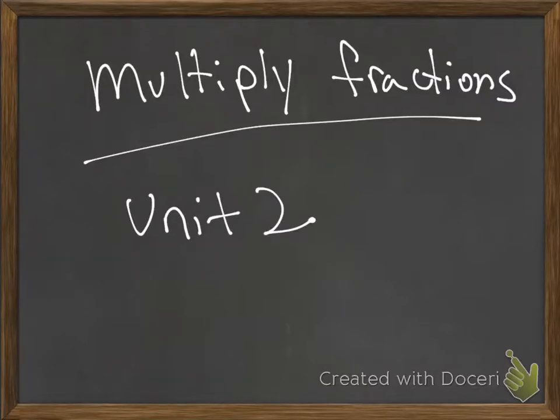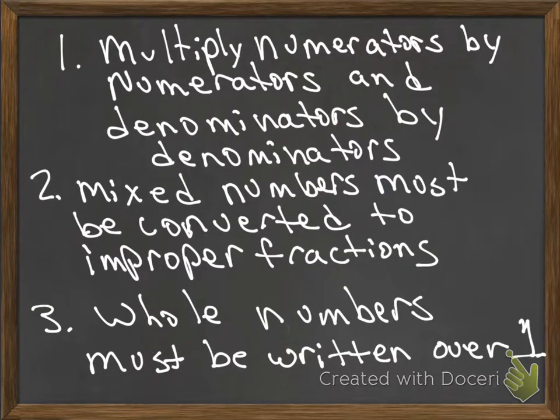Okay, in this video we're going to multiply fractions. Still unit 2. Okay, number 1. In multiplying fractions, you multiply numerators by numerators and denominators by denominators. It's a lot different than adding and subtracting, where you only add and subtract the numerators while you have to have a common denominator. In multiplication with fractions, you do not have to have a common denominator.